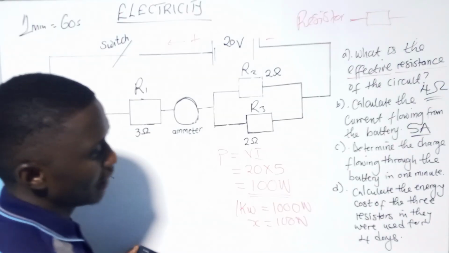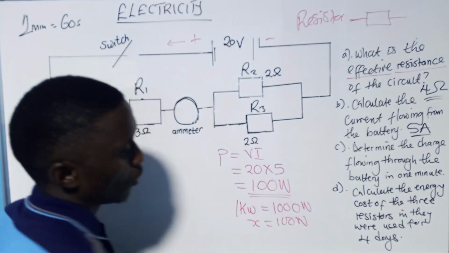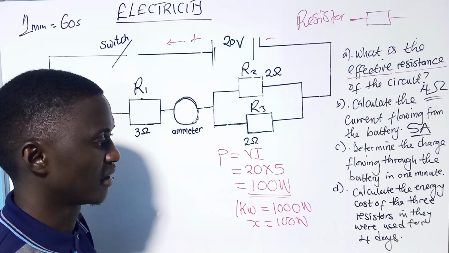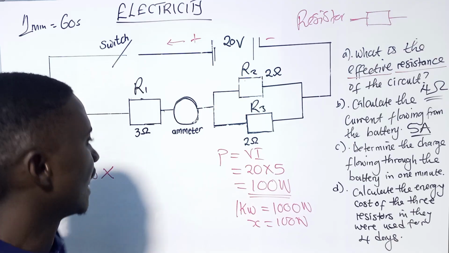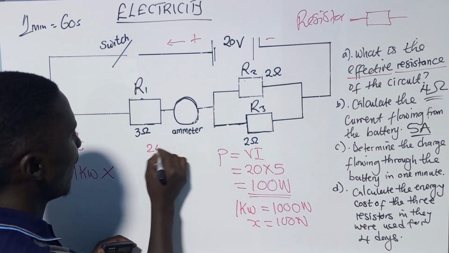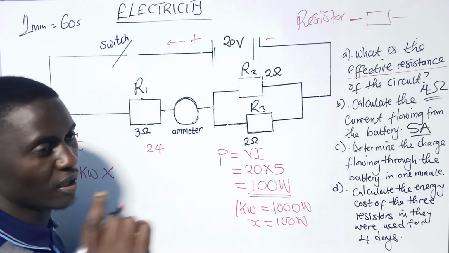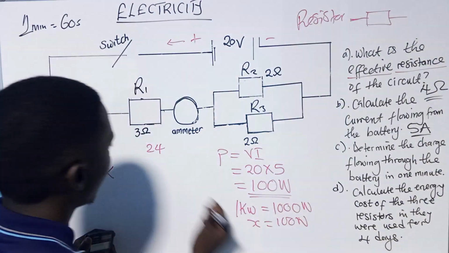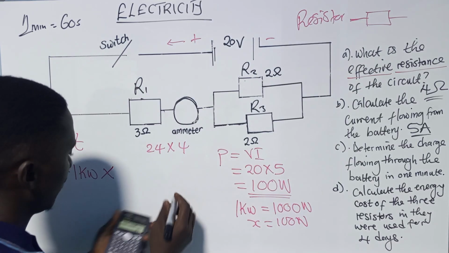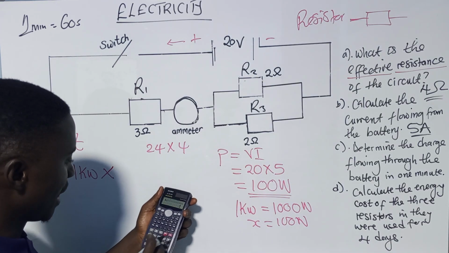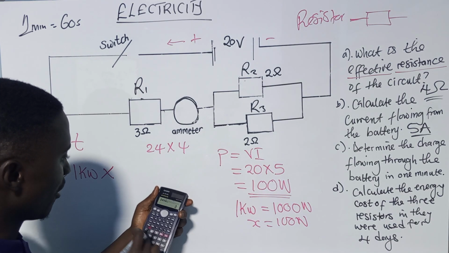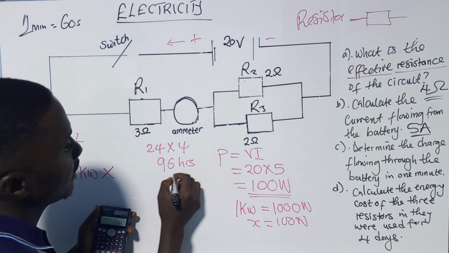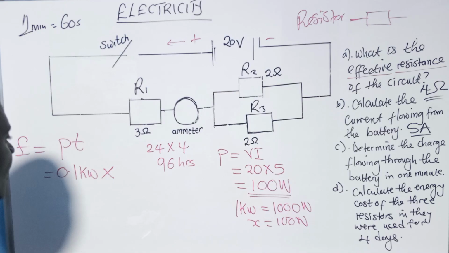Now, when we come to the time, we have been given 4 days. We know that in a day, there are 24 hours. And these resistors were used for 4 days. Meaning I'm going to multiply 24 with 4. We are going to get 96. It means that these 3 resistors were used for 96 hours.